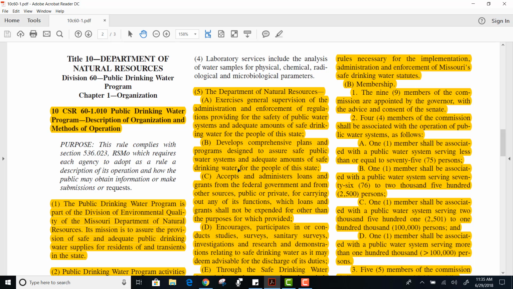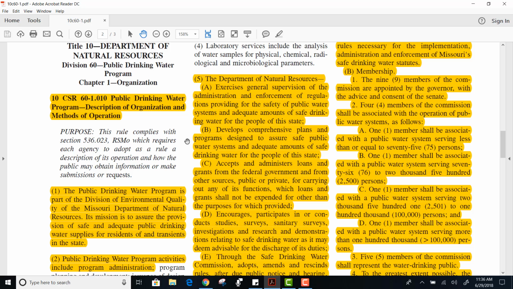Okay, back to the regs. The Department of Natural Resources, we call them DNR all the time. They generally supervise the regulations of the safety of drinking water systems, and they develop plans and programs to ensure safe drinking water systems and adequate amounts of safe drinking water for the people of the state. Sometimes you think that some of their stuff is a little bit overboard or silly, but yet sometimes it takes stuff like that to make water systems work and to keep track of them.